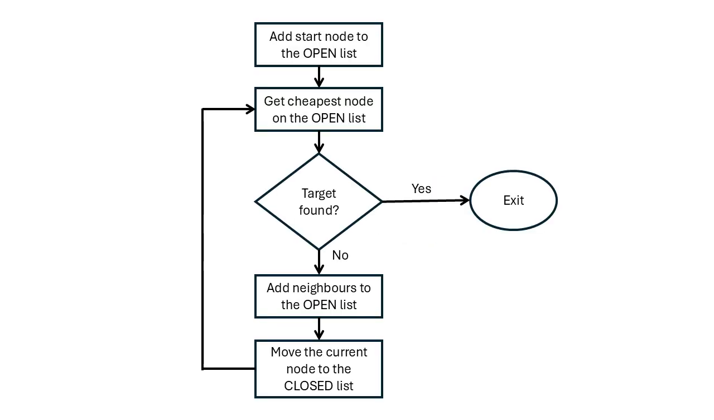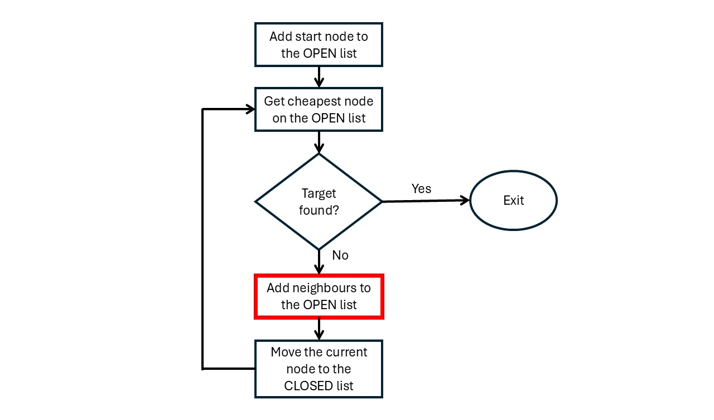Let's take a look at the flow of the algorithm. The first thing we do is add our starting position to the open list. Then we get into the main body of A-star. We search the open list for the cheapest node, and if this is a target, we can exit. But if it's not, we need to add its neighbours to the open list.